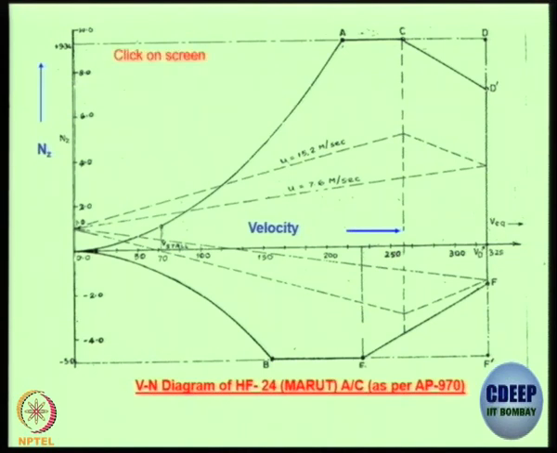So, you see there are two curved lines from origin, OA upwards and OB downwards. There are two horizontal lines on top and bottom, which are the limits of the maximum vertical positive and maximum vertical negative load factors. And then we have a vertical line here, which is the maximum speed. And then there are some cuts here.